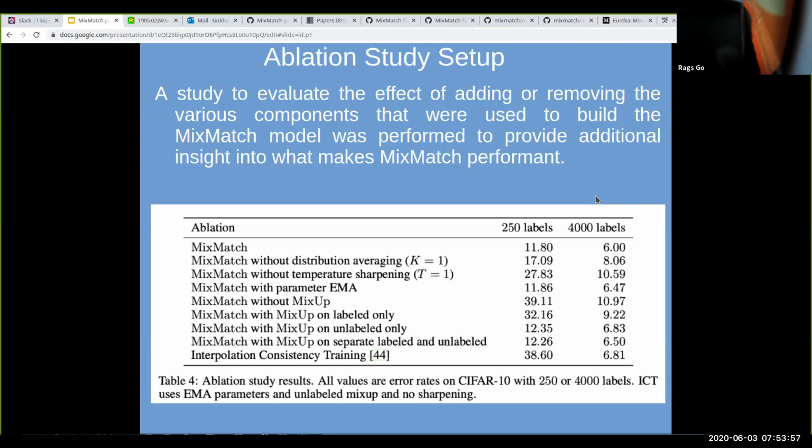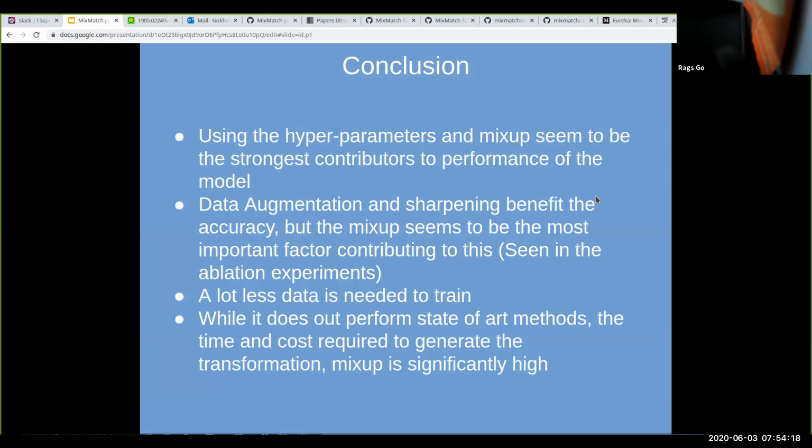They did it with mix-up, they did it with labeled data mix-up, they did it with unlabeled data mix-up. And you see in this that the mix-up is benefiting the performance of this model. Going to the end, concluding what we have understood from the paper, or the basic purpose of what the authors wanted to showcase using all the components that they have in creating the algorithm, it is seen that the hyperparameters they've used, the augmentations, the sharpening, the MixMatch, and the loss that they've calculated, seem to have contributed quite well to the performance of the model.